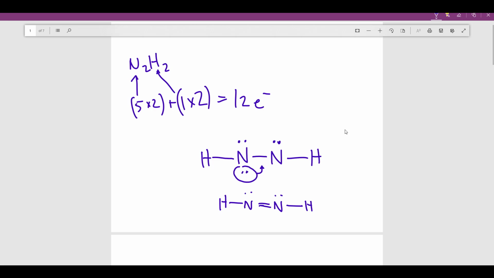Now you'll notice as we do the full count that I still only have 12 electrons in the system. I have 2, 4 in this lone pair, 6, 8, 2 per bond, 10, 12. So I have not violated the 12 count that I have here.